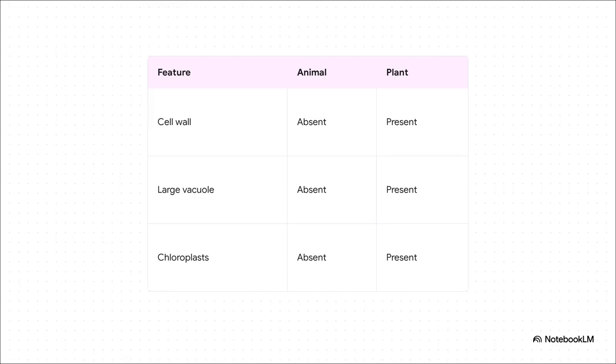Plants also pack these massive central vacuoles to store water and maintain internal pressure, whereas animal cells just don't need those big storage tanks. And since plants literally cook up their own food using sunlight, they're loaded with chloroplasts. Again, animal cells, we just don't need them.